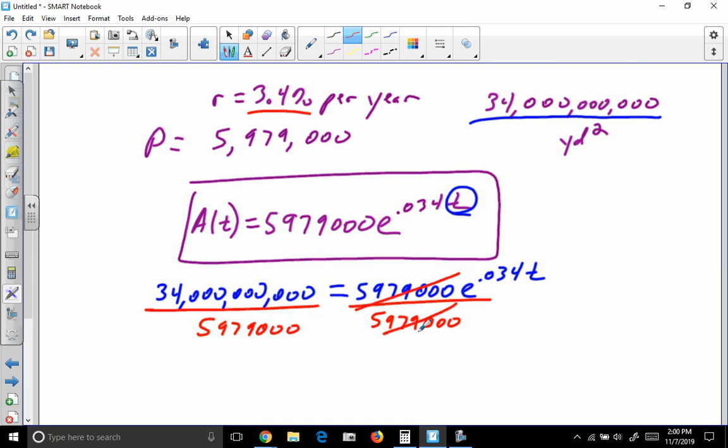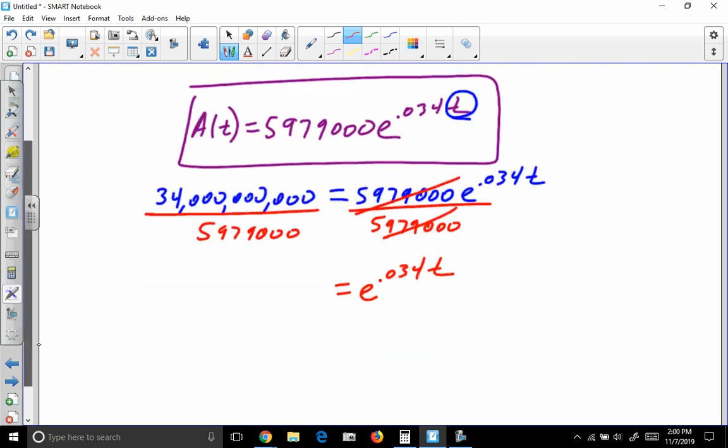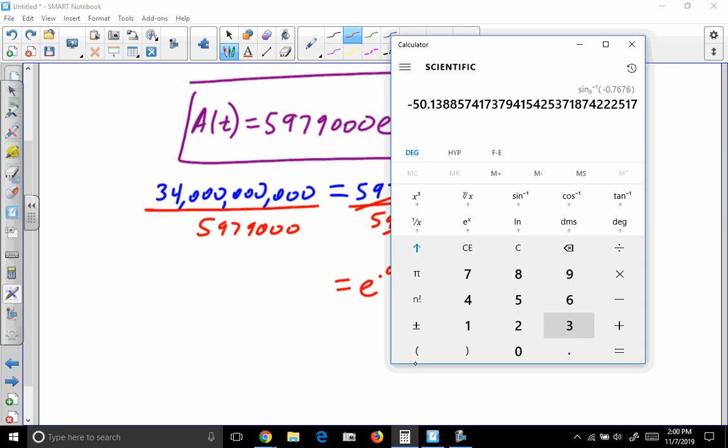So on the right side, those cancel. On the left side, 34 billion divided by 5,979,000 is about 5687.